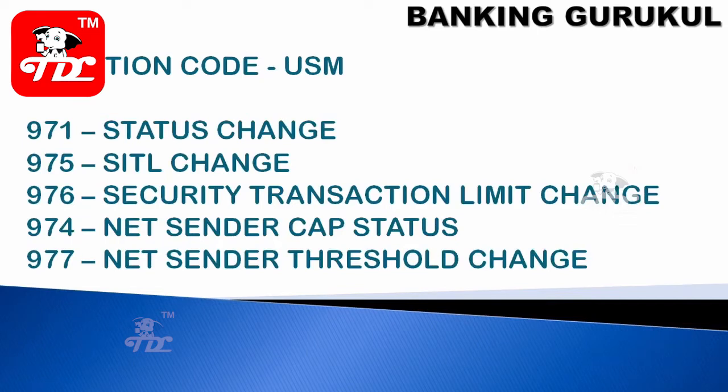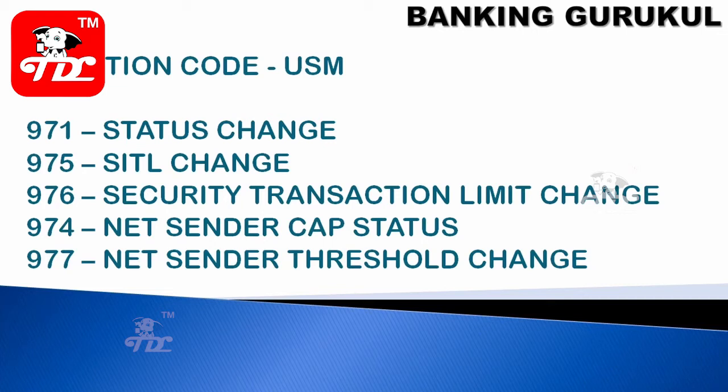So in USM you have different functionalities for which USM will be generated. How do you identify whether this USM message is generated because of status change or SITL limit? We already discussed: whenever you reach the net sender cap limit, all the transactions will be on hold. In this situation, you have to send a message to the other system. How to identify it?